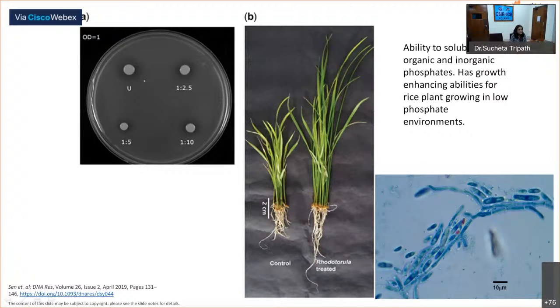Here is an experiment to show that this is a media in which phosphate exists in an insoluble form, but you see the halo all around this organism. That means this organism is actually solubilizing the phosphate present in this media. And this is a picture to show that although this organism grew in typha, which is a grass, a monocot, when they inoculated it to rice plants, you can see that the rice plants had very good growth enhancing effects. The root growth and the shoot growth were very high, and it also had better yield. So that was inciting enough interest for us to study this further.